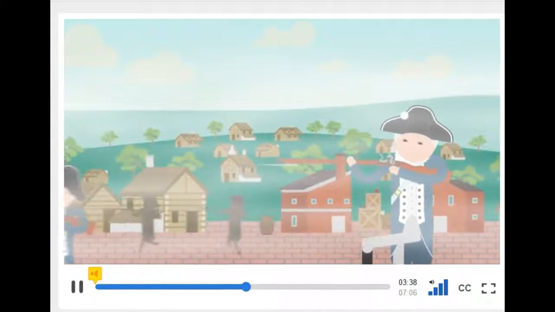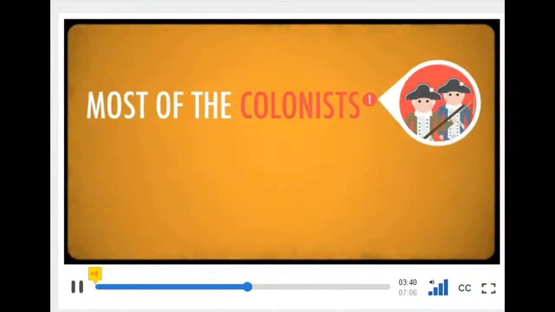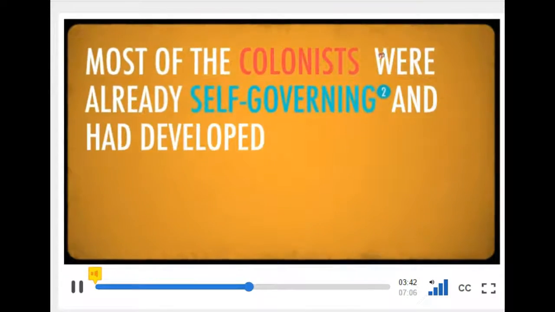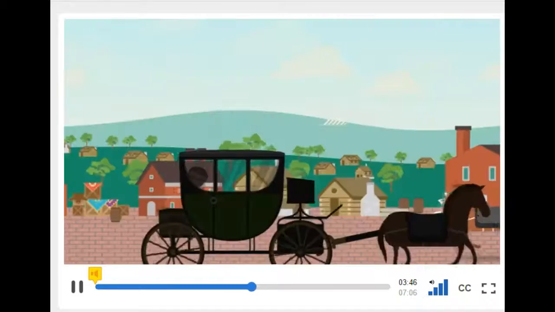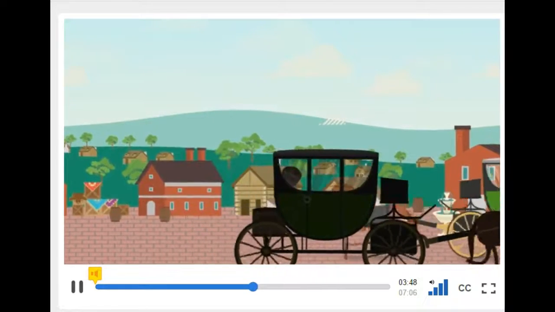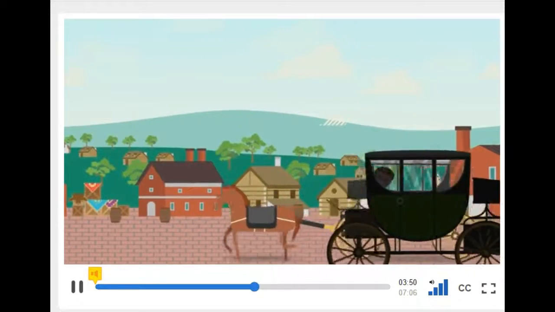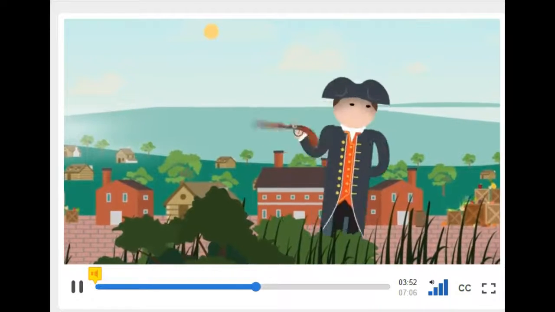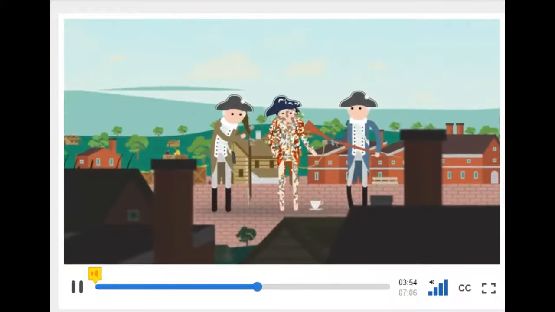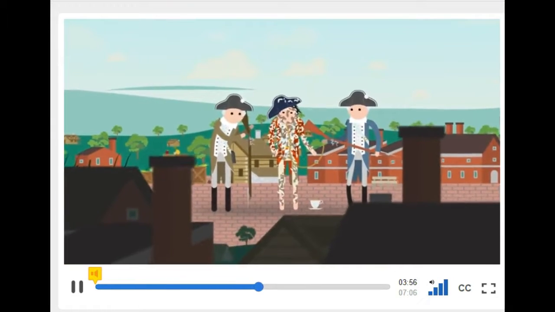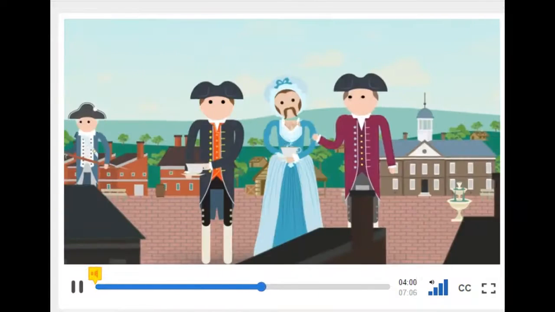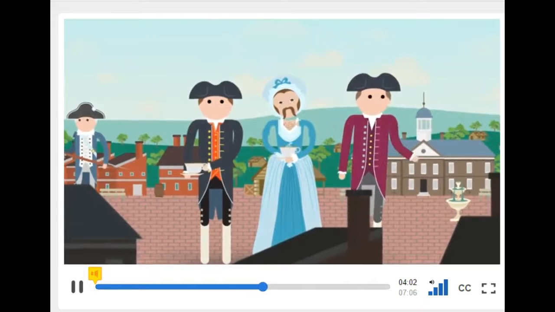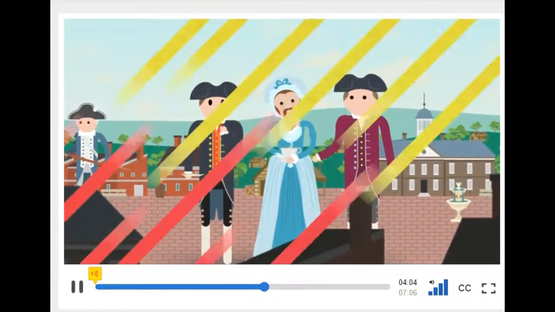In truth, by the time the shooting started, most of the colonists were already self-governing and had developed a sense of themselves as something separate and different from Great Britain, as evidenced by these committees of correspondence, which functioned as shadow governments, eventually reaching out to foreign governments, establishing an espionage network, tarring and feathering loyalists and royal officials, which, by the way, is incredibly painful and dangerous to the victim, and even recruiting physicians to tell American men that drinking British tea would make them weak and effeminate.